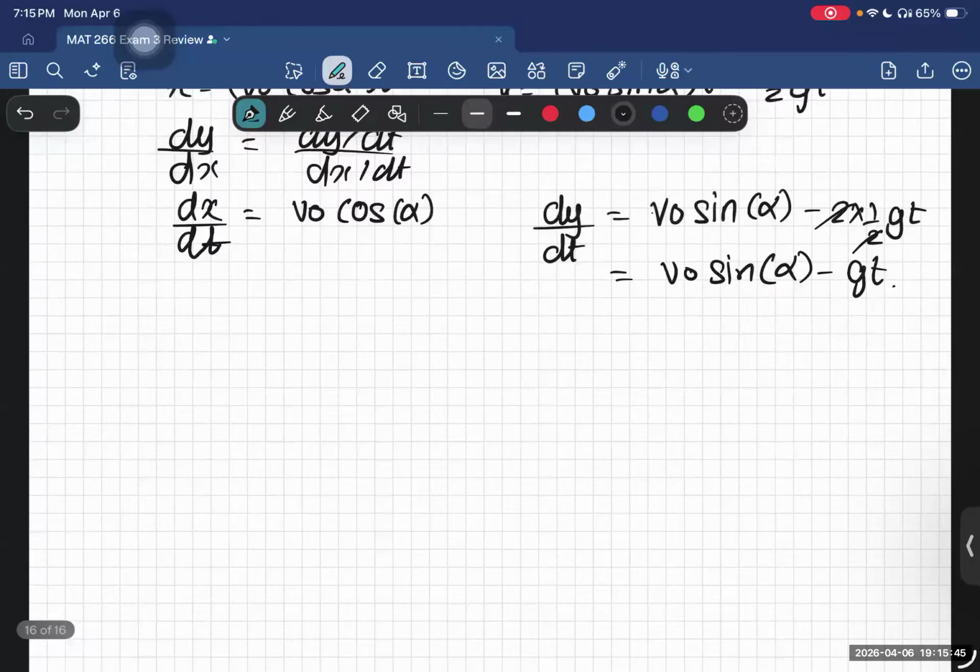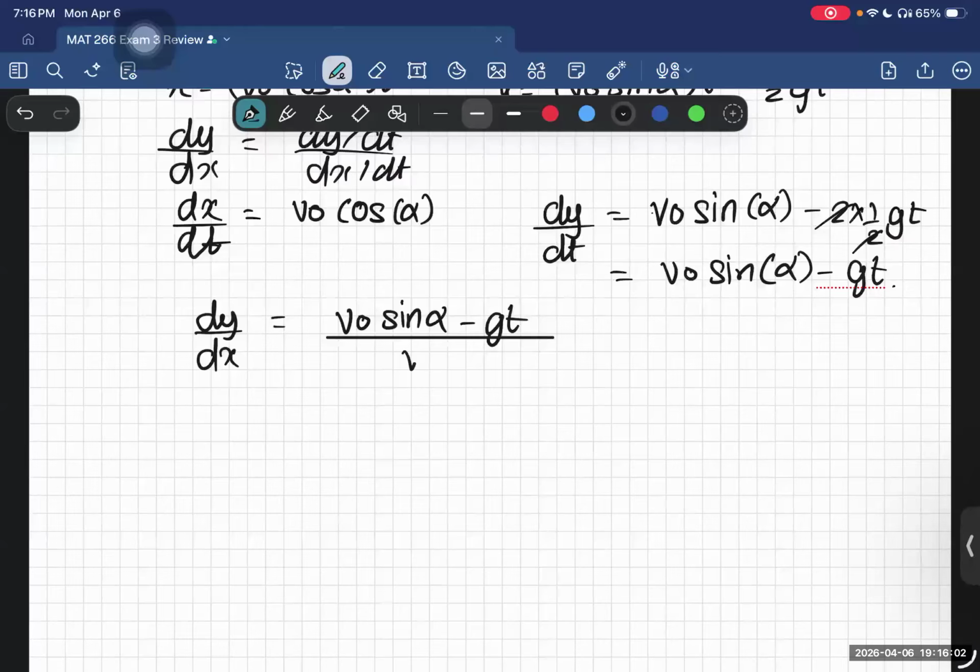Let's calculate our dy/dx, which is just dy/dt over dx/dt. So I have v naught sine alpha minus g t divided by v naught cosine alpha. You can just leave this equation right here. That's the only thing that was asked. You don't need to simplify this anymore.